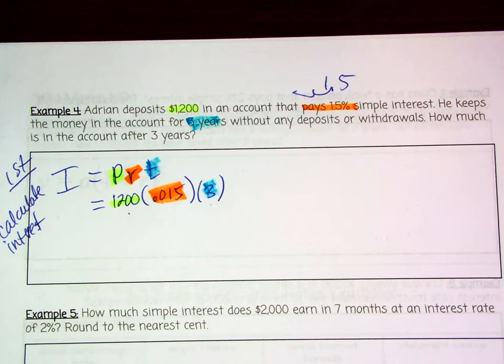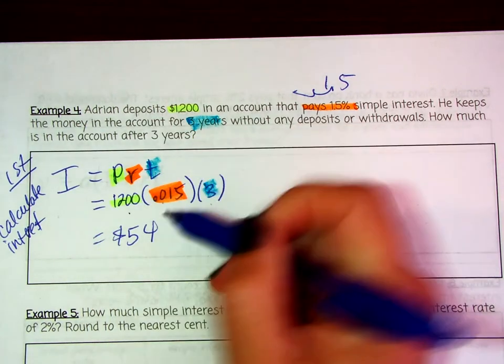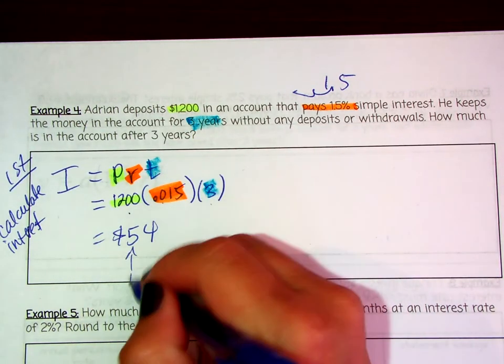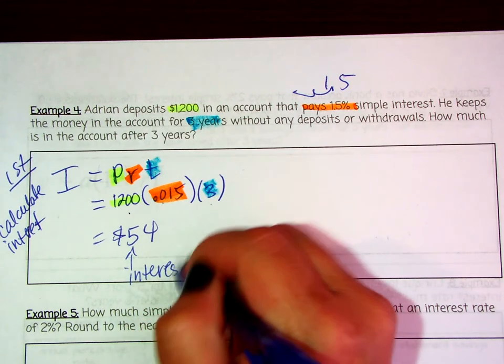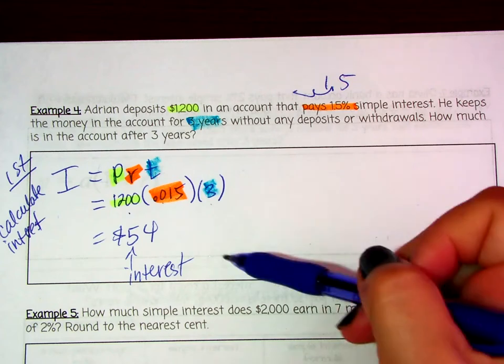Okay, and now we just take our calculator and multiply all this. So 1,200 times 0.015 times 3. And I'm getting $54. Now, $54 is the interest earned. That's why this was only step 1. It says how much is in the account after 3 years.